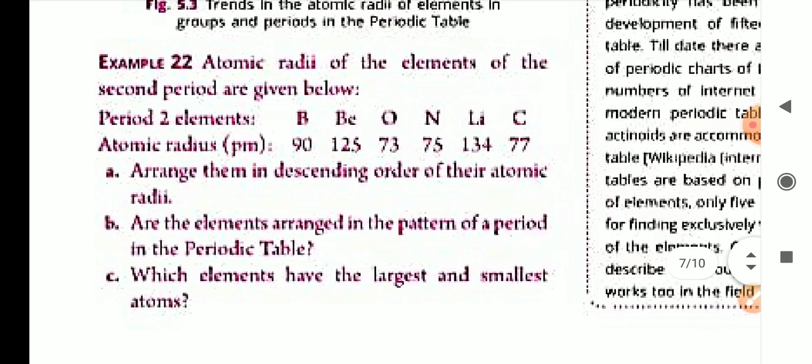So the atomic radii of the elements of the second period are given below. Arrange them in descending order of their atomic radius. So first it will come lithium, then beryllium, then boron, then carbon, then nitrogen, then oxygen. Are the elements arranged in the pattern of a period in the periodic table? No. Which elements have the largest and smallest atom? The largest one is lithium and the smallest one is oxygen.